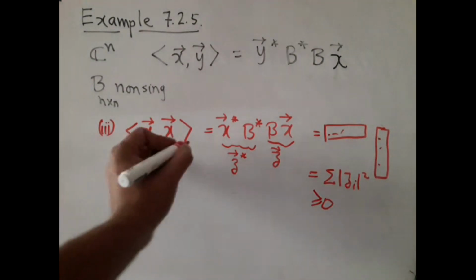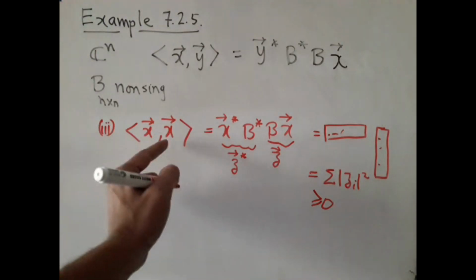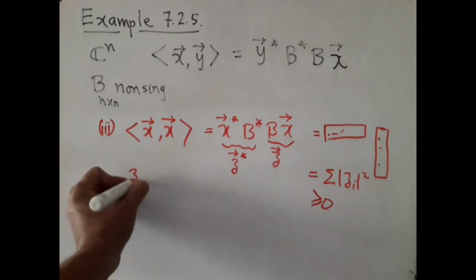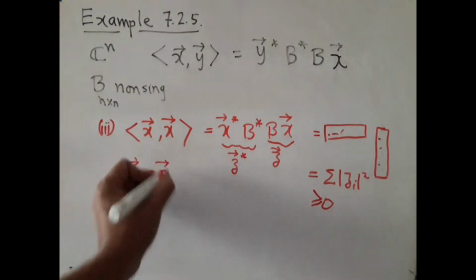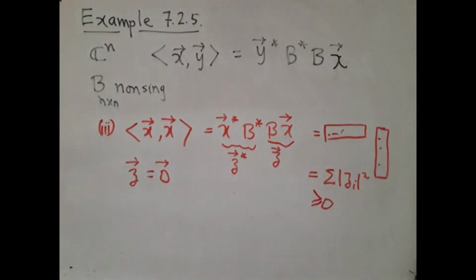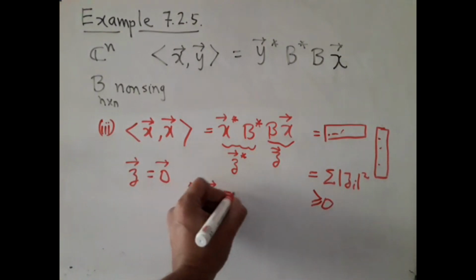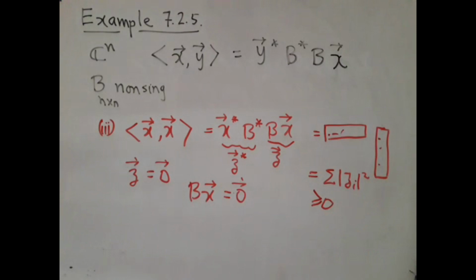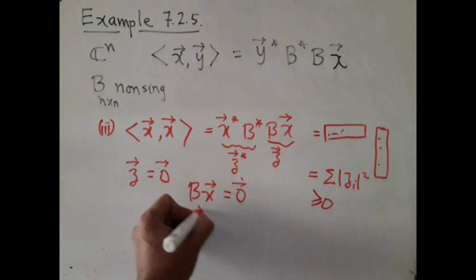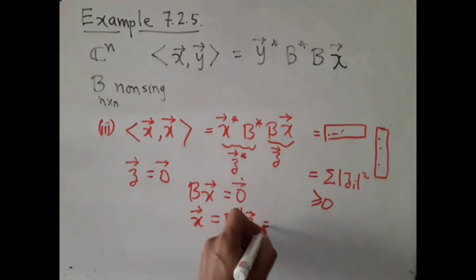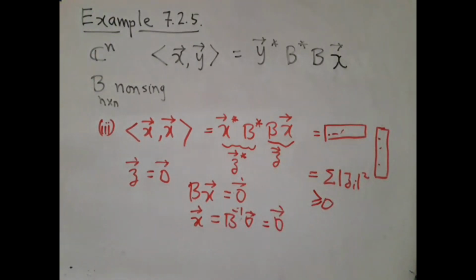Now I have to check what happens if this is equal to 0. If this is equal to 0, then I immediately see that all these zi's must be equal to 0. In other words, z must be the zero vector, but I need to show x is the zero vector. But what is z? Z is bx, so I have bx is the zero vector, and it is here that I use for the first time the fact that b is non-singular, so x must be b inverse times 0, and that is equal to 0. So that finishes the proof of property 3.